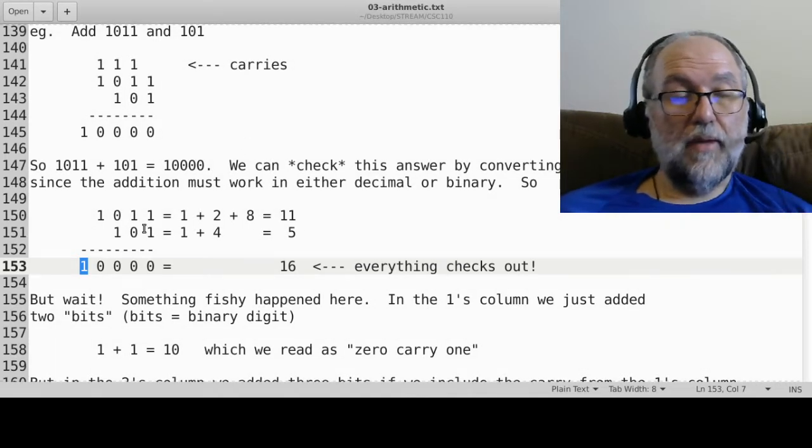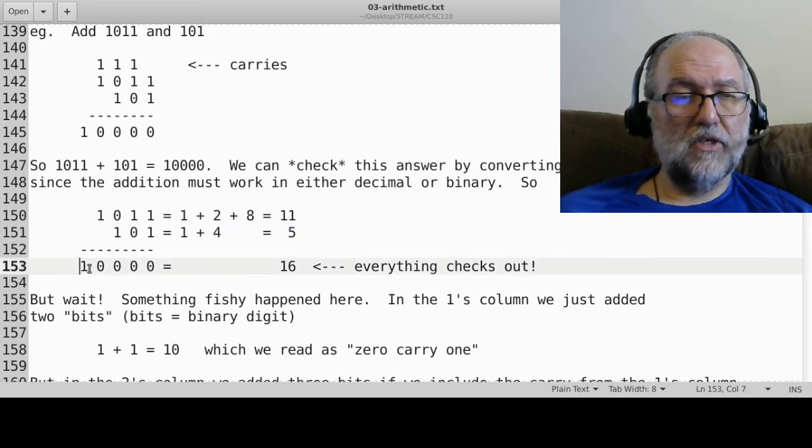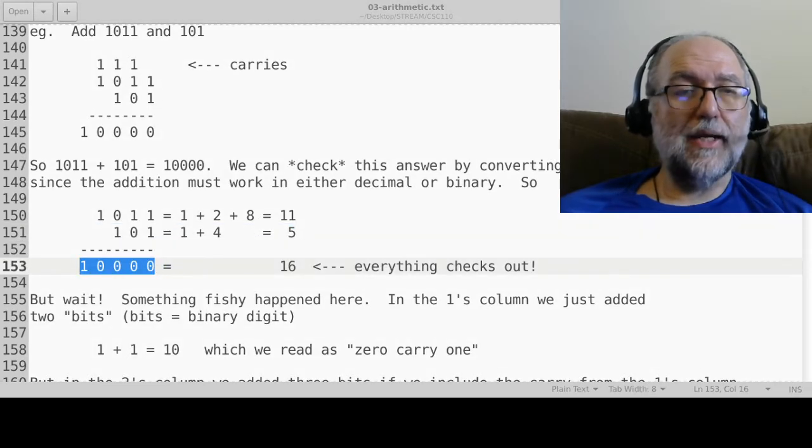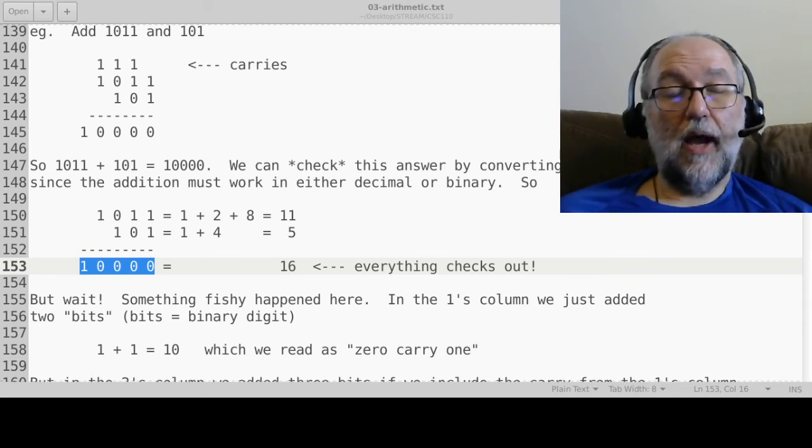And so it works out because top number is 11, second number is 5, you expect the answer to be 16, and 10000 is 16 in binary. So it worked out, okay?